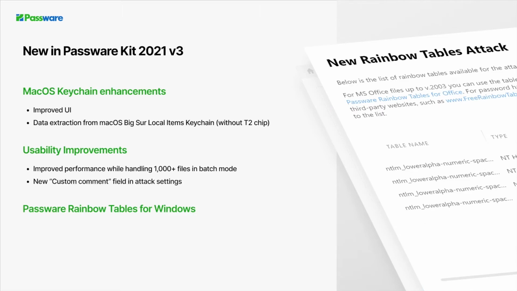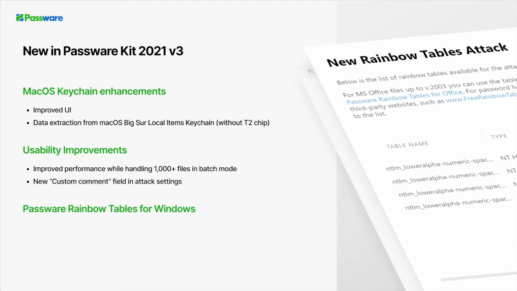We've also added in improved support for macOS keychains, including an improved UI. And on the topic of usability, we have increased the performance of Passware Kit while handling large numbers of files in batch mode, and users can now add comments or descriptions to password recovery attacks. Finally, we're happy to introduce a new product, Rainbow Tables for Windows, a set of rainbow tables shipped on a hard drive designed for almost instant recovery of Windows user password from NTLM hashes.